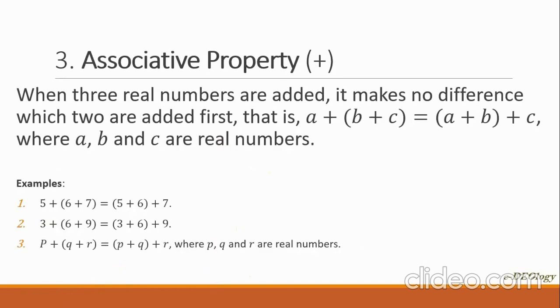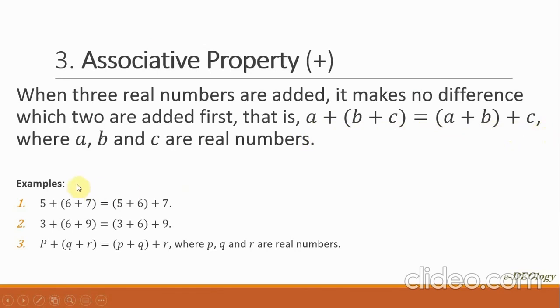The next property under addition is what we call associative property. The rule says when three real numbers are added, it makes no difference which two are added first. Here we have three letters that represent numbers. On the left side we have a plus the group of b plus c, and that will be equal to, if we group a plus b first, then later we add the c.